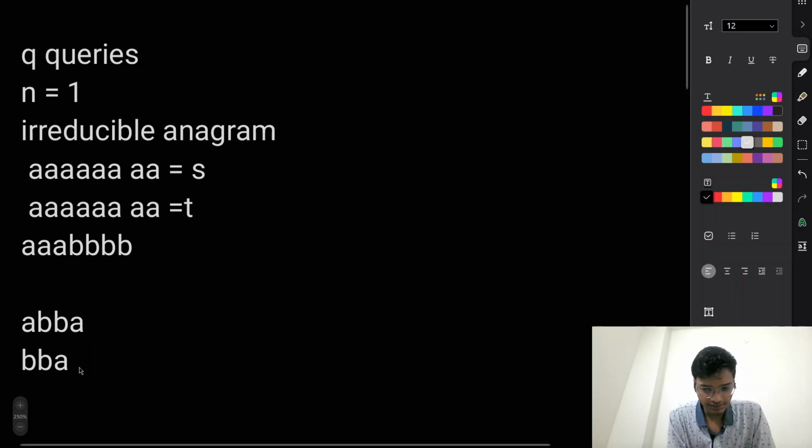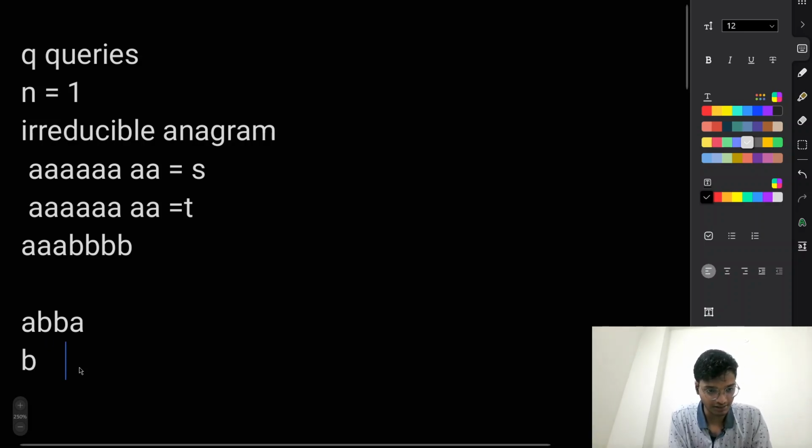So when s of i and s of n minus i, or s of l and s of r minus 1, are different, then we can 100% say that irreducible anagrams will be possible. Since you can see, put all the B's and then A. If there is A again, then you don't have any option, like B and B and then A. Then here the situation becomes different. You cannot rearrange that way.